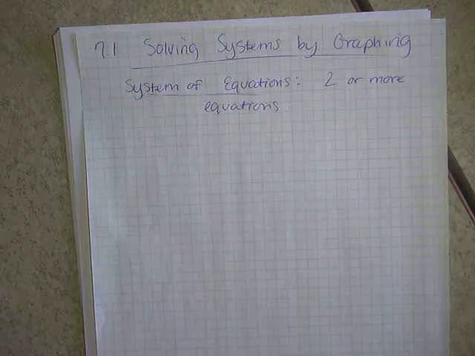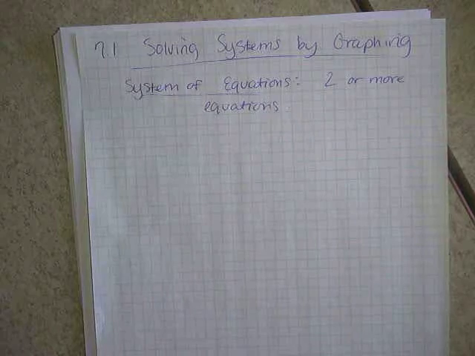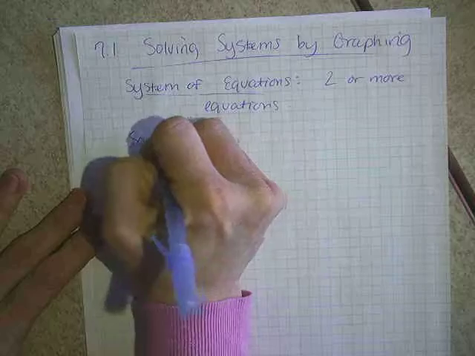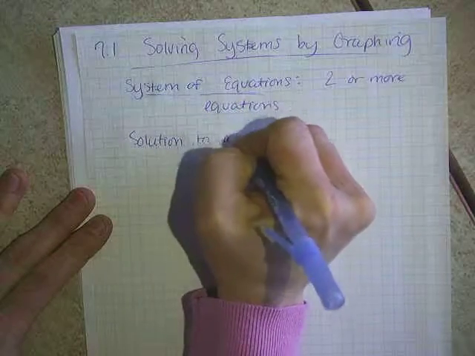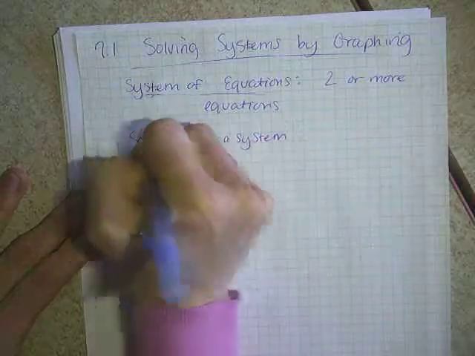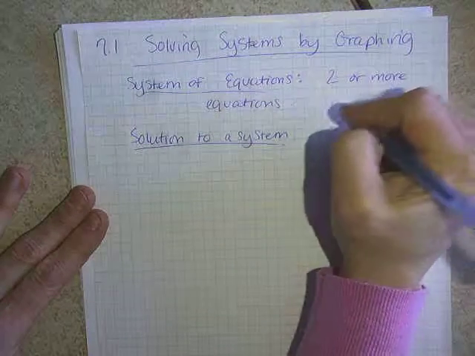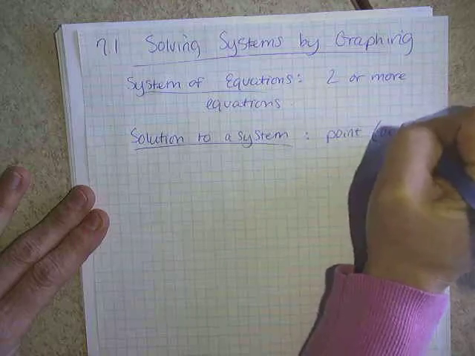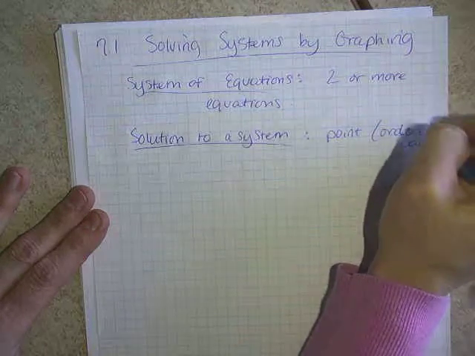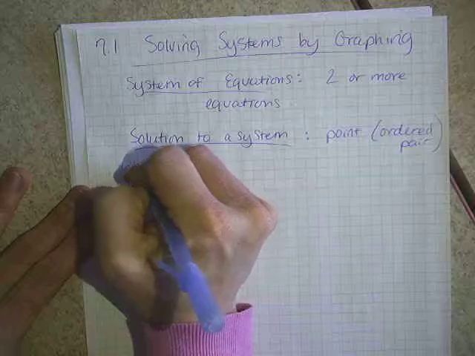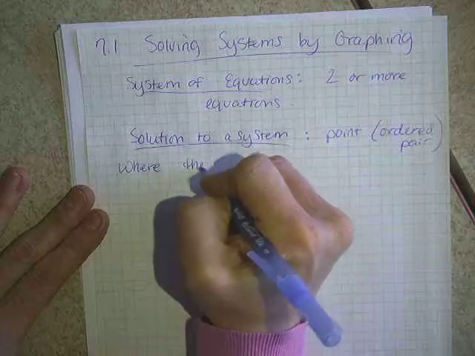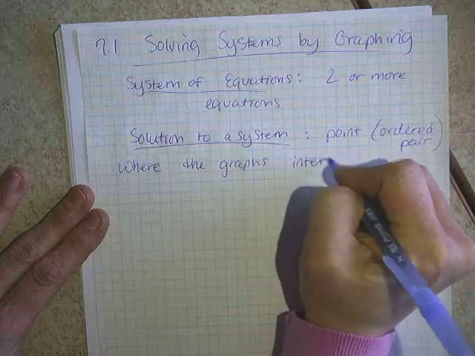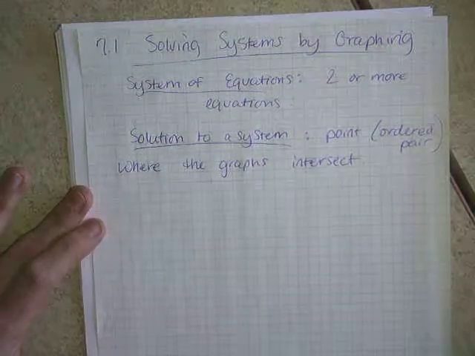Right, yeah. Okay, so a system of equations is 2 or more equations, okay? A solution to a system would be the point or ordered pair where the graphs intersect.